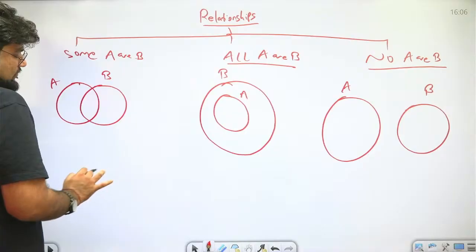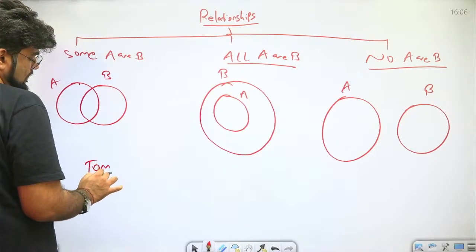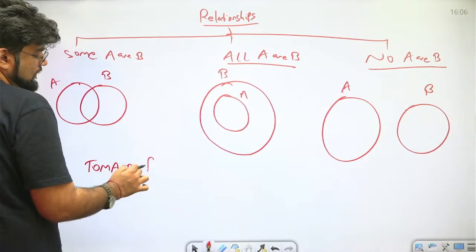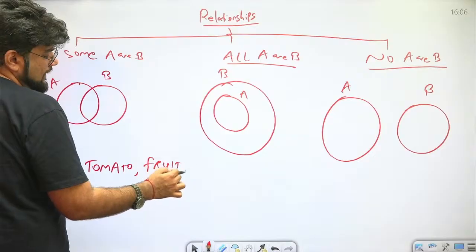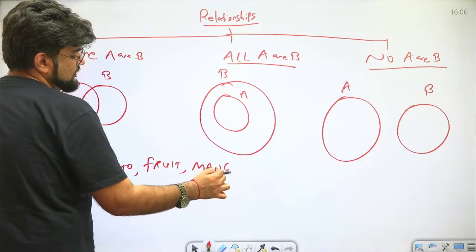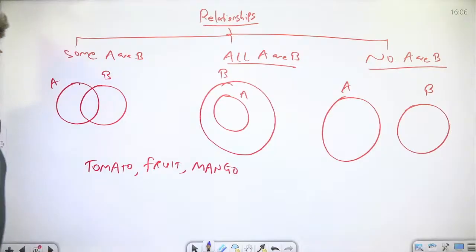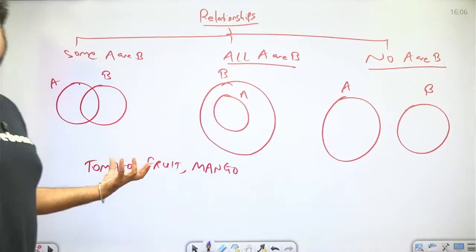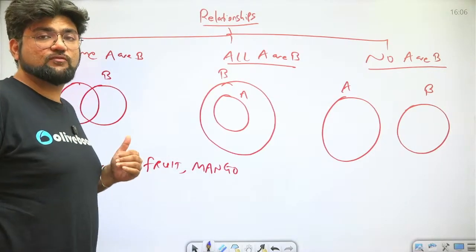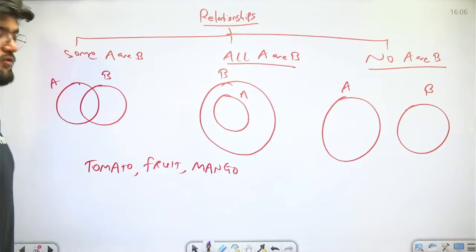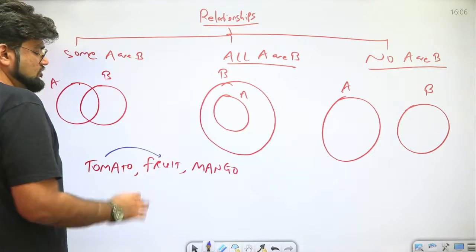Let's say there are 3 words given to you: tomato, fruit, and mango. You need to check what the Venn diagram will look like. So you will check the relationship between 2 words at a time, and the relationships will be in both directions. So from tomato to fruit, what do you think is the relationship?